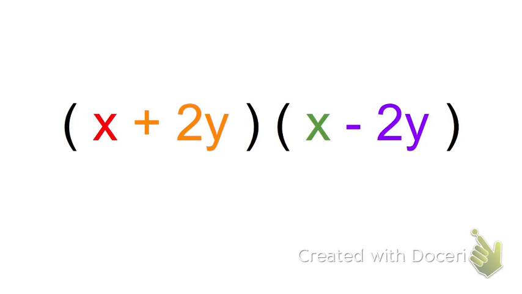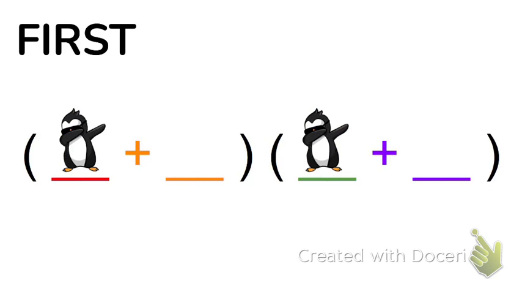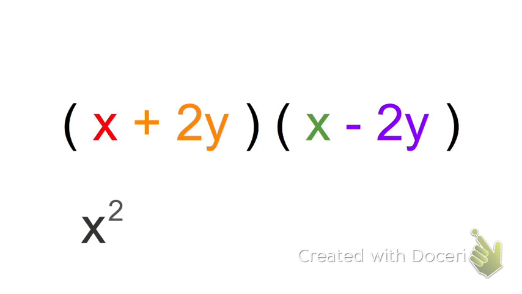Let's try another one. This one looks really similar to the last one. They both have an x and a 2y. They both have the same terms. One is positive, one is minus. So we know already that those two middle terms are going to cancel out. The thing that's different is that this one has an x and a y. So when we use the FOIL method, we multiply the first ones. X times x is x squared.